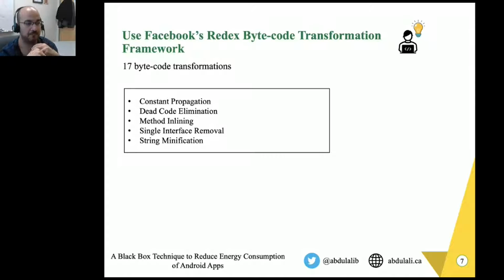To further investigate, we use the Facebook's Redex bytecode transformation framework. This framework offers 17 transformations that are mainly written to reduce the app size and improve runtime performance. Some of the transformations out of these 17 are constant propagation, dead code elimination, method inlining, and so on.